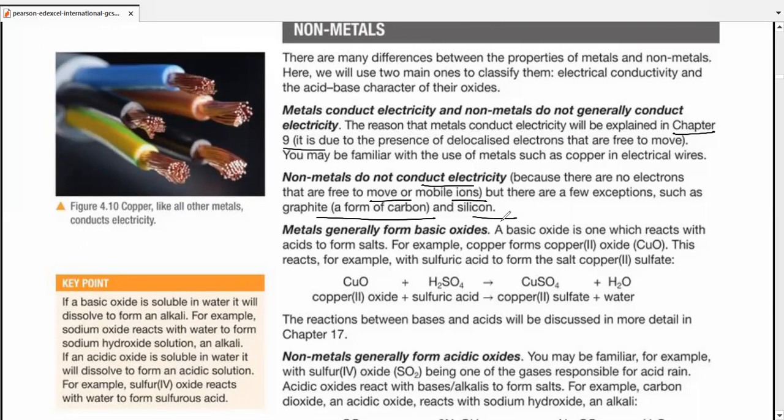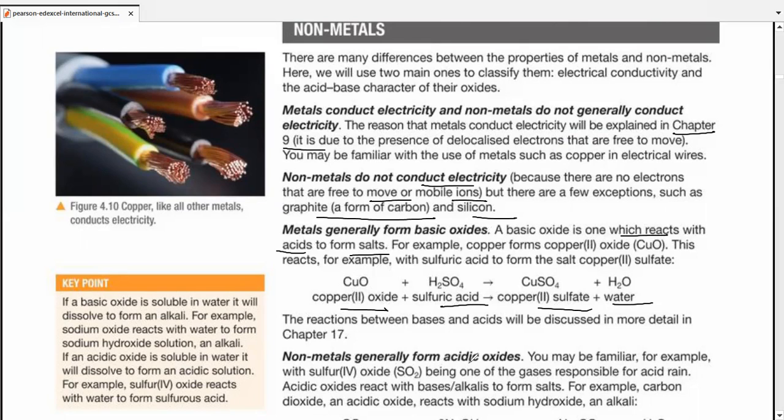Okay, so metals generally form basic oxides. Whenever they react with oxygen, they form a basic oxide. A basic oxide is an oxide which can react with acid to form salts. This is the example given over here. Take a look. Copper is a metal. Its oxide can react with an acid to form salt and water.